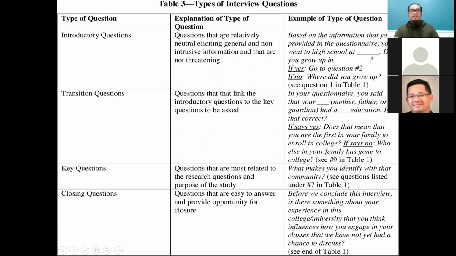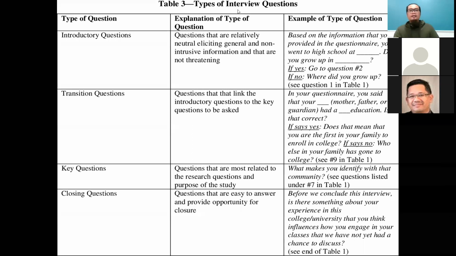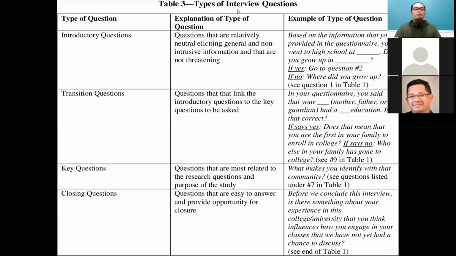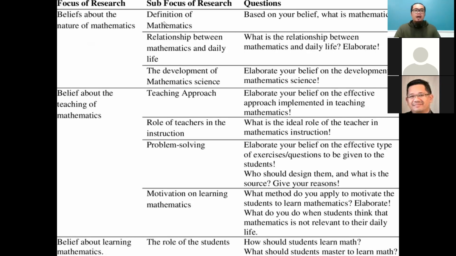So this is how you can use the table to identify the types of interview questions. We have four types: we start with introductory, transition, key question, and closing question. Next, in qualitative research, it is very important that you know the focus of research, sub-focus of research, and question.